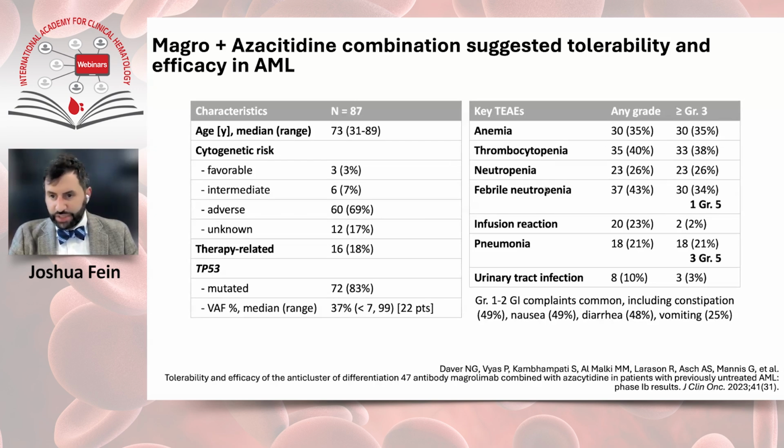Again, high rates of hematologic grade 3 events, which are not necessarily surprising, but still noteworthy. But we do have 1 grade 5 febrile neutropenia, 34% with febrile neutropenia, a smaller amount of infusion reactions, but still grade 3 infusion reactions, and 3 grade 5 pneumonias. So this infectious signal certainly appears all the way back in the phase 1 data for this drug.